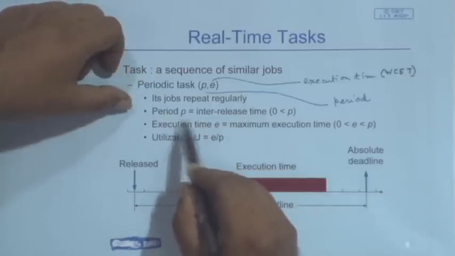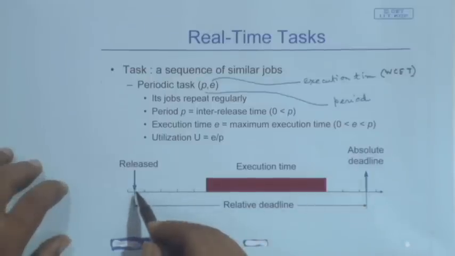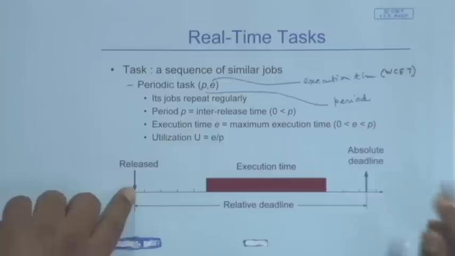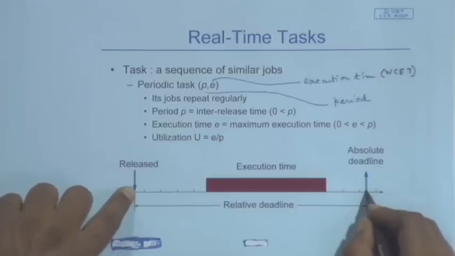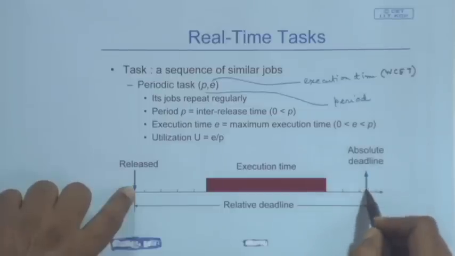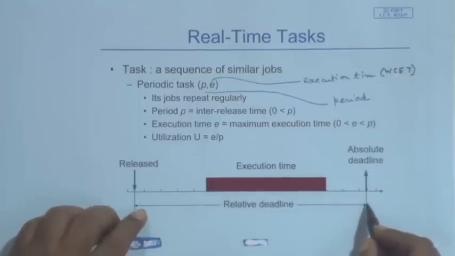Now, the period is the inter release time. Say the job has been released at this point of time, and a job comes with a deadline, all right. The deadline is the absolute deadline, that come what may, the job must be finished by this time. And the worst case execution time of the job has been shown here. So, this is known as the relative deadline.